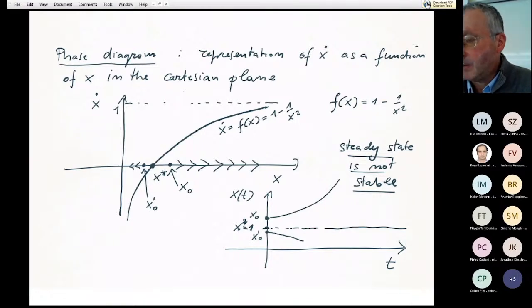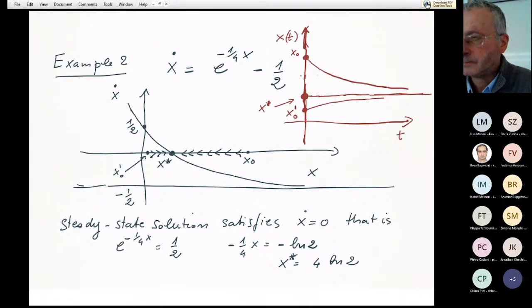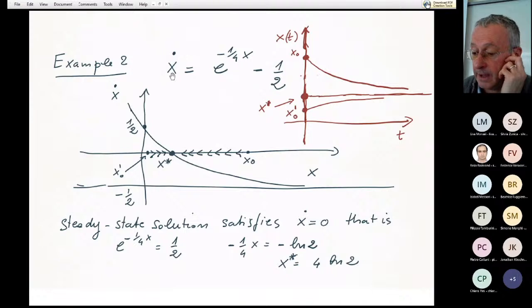Here is another example. X dot is equal to the exponential of minus 1/4 x minus 1/2. Okay, so first of all, I want to study the qualitative behavior of the solutions to this differential equation, which is autonomous, depending on the initial condition. I can do that because it is a simple autonomous equation. This f of x here is an almost elementary function. I can represent it and study the behavior.